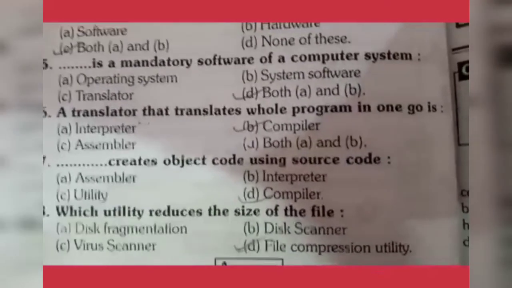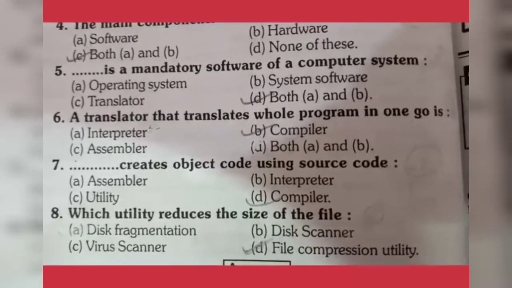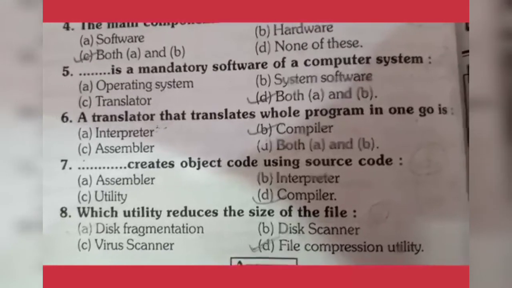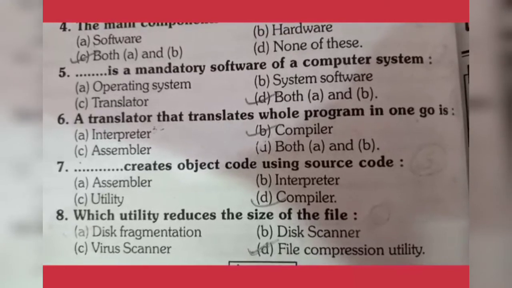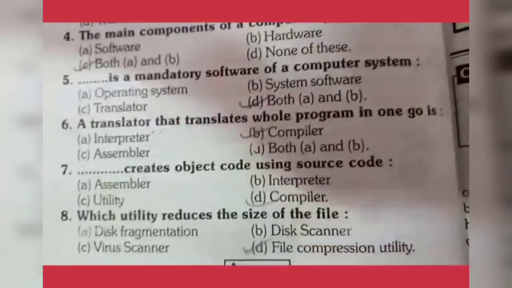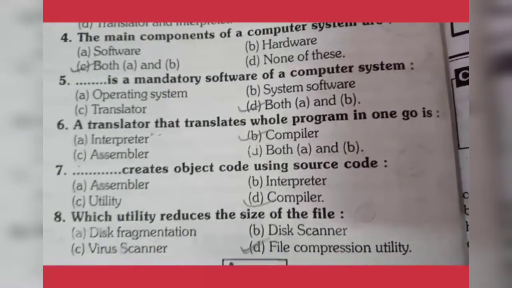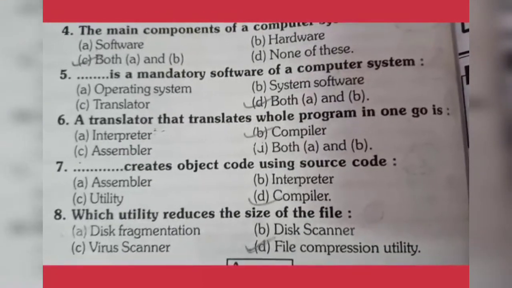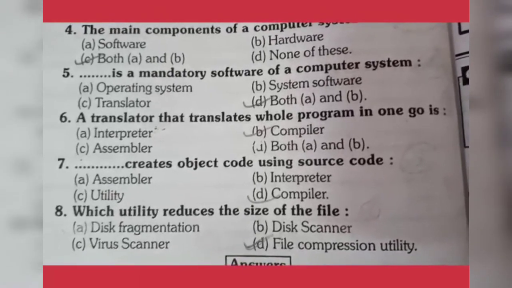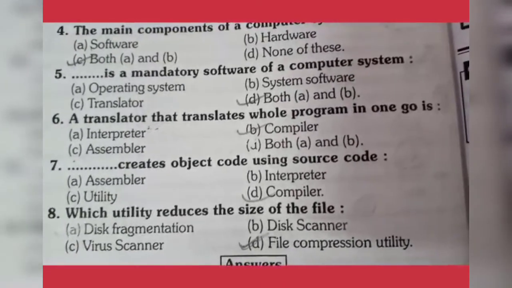Which utility reduces the size of file? File compression utility. With the help of file compression utility, we can reduce the size of the file. In your book, the answer is disk fragmentation. This disk fragmentation utility is used to reduce the size of disk. But the correct answer is file compression utility for this question, because this utility is used to reduce the size of a file.